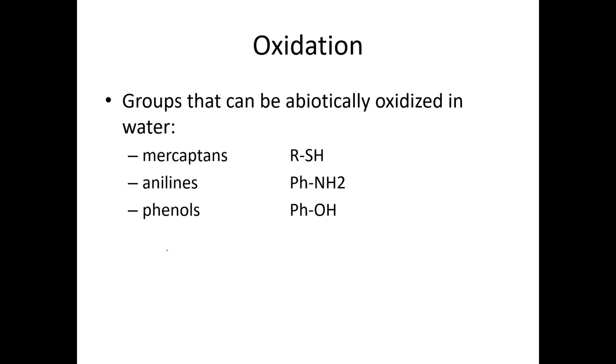There we go. There are a small number of functional groups that can be abiotically oxidized. Those include things like mercaptans, anilines, and phenols. But generally, I'm not going to hold you responsible for knowing those, but it's something useful to log away in the back of your head in case you become a real environmental chemist and need to know those kinds of things.